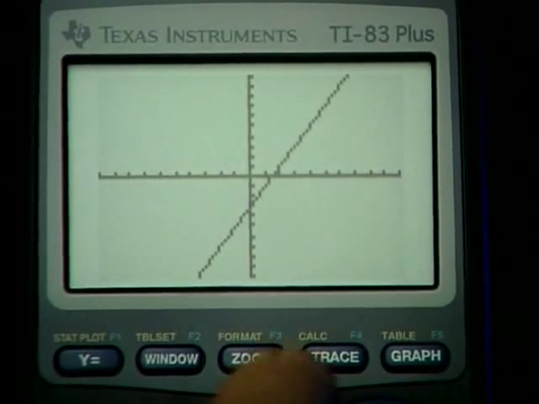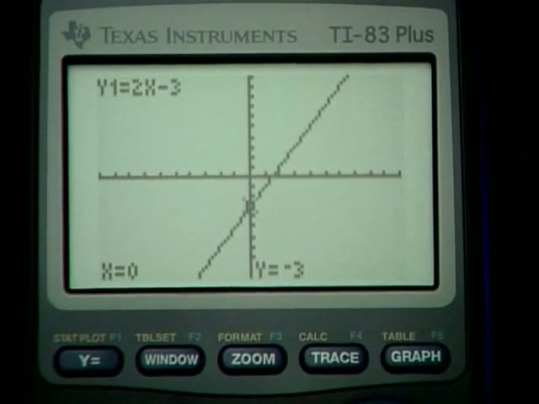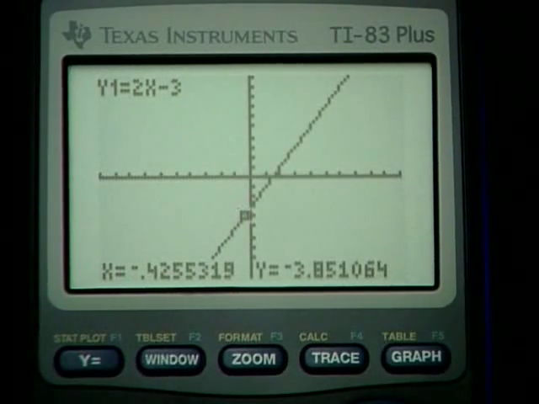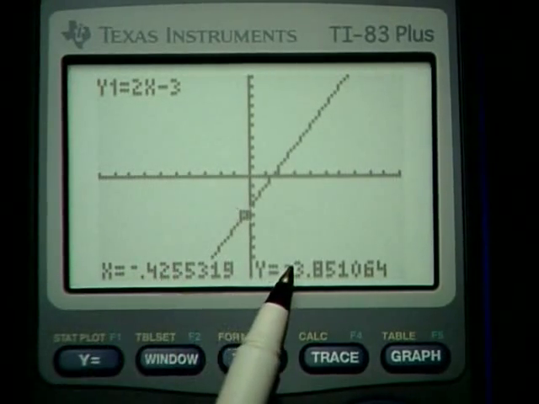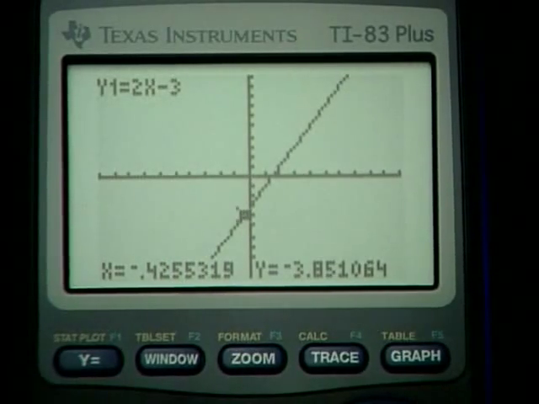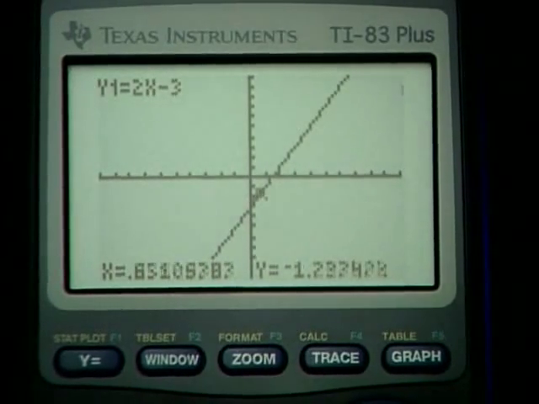Now, let me show you the trace feature. If I press trace and press the left or right arrow button, then an icon will move along the graph. And the coordinates associated with that icon appear at the bottom of the screen. That's real nice, particularly if we're trying to find something like, let's say, the x-intercept.